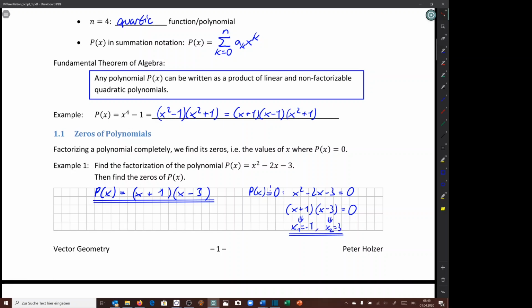A small reminder regarding quadratic equations and expressions. To solve this equation, we could also use the midnight formula. Then we would find these two solutions, and then just using x minus x1, so we get x plus 1 times x minus x2, x minus 3, we have the factorization of this polynomial.